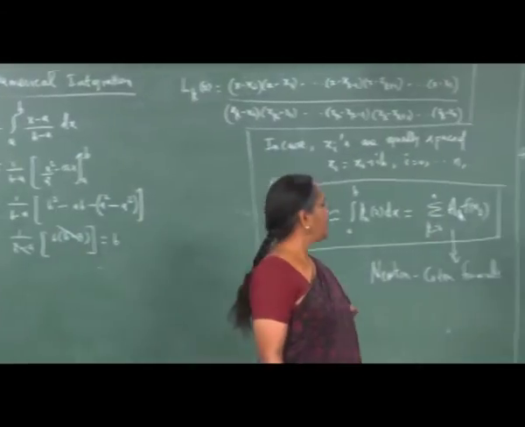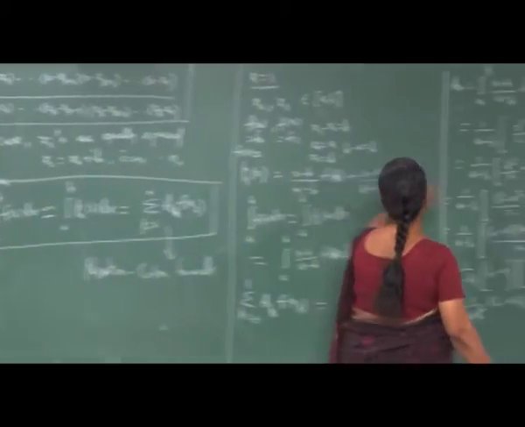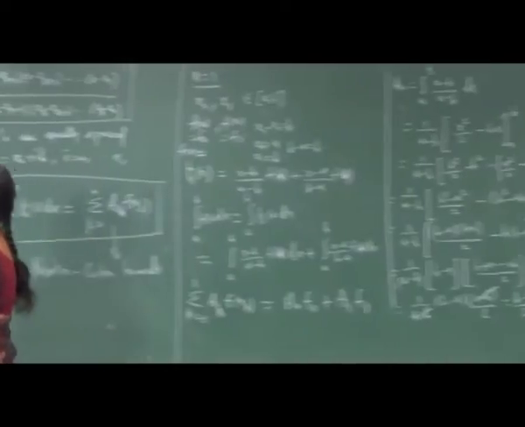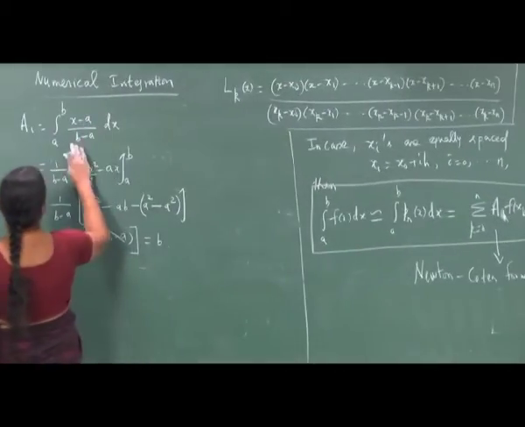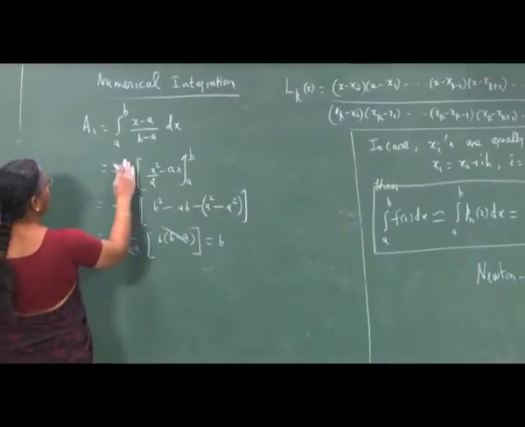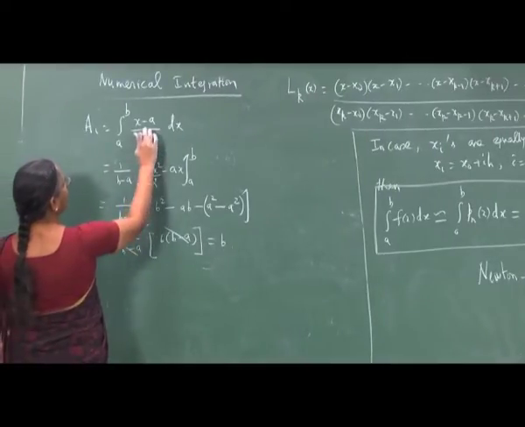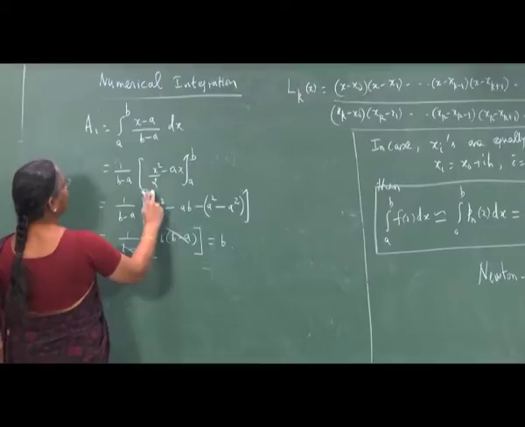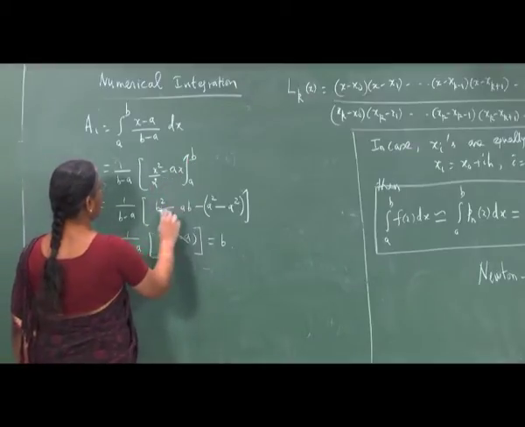Let us now evaluate the second constant a1, which is integral a to b x minus a by b minus a. So that will be 1 by b minus a x square by 2 minus ax between a and b.